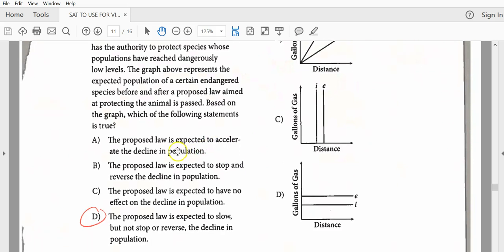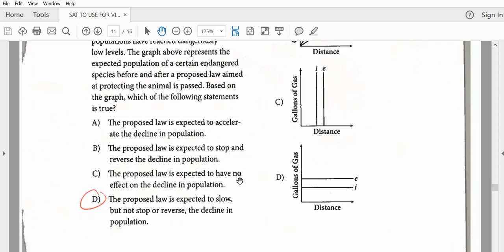Alright, so we definitely don't want to accelerate the decline in the population, and the slope's getting less drastically down, so it's not accelerating. Expect it to stop and reverse? No, it's still going down. Expect it to have no effect? Well, that would make sense. They'd be the same line then. And then choice D, kind of what we said here. Makes the most sense.